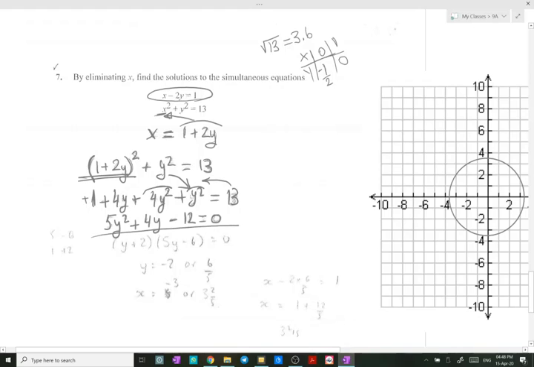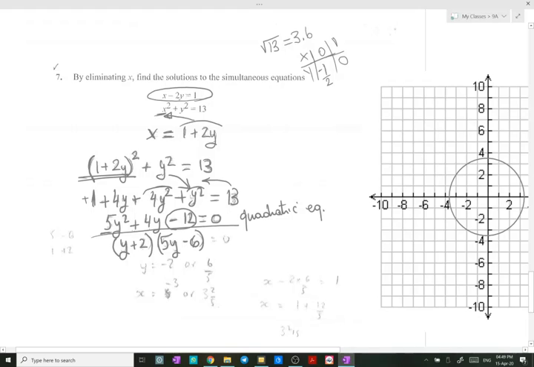So in this phase we have a quadratic equation where, in order to solve for y and find its value, we need to factorize. So what are the two factors that when you multiply they give you 5? So they are 1y and 5y. And what are the two numbers that when you multiply them they give you minus 12, and when you add them they give you plus 4? They are plus 2 and minus 6.